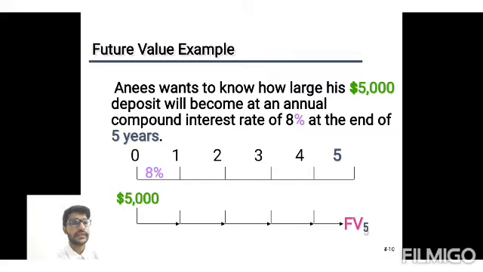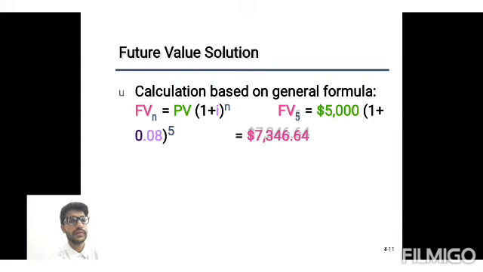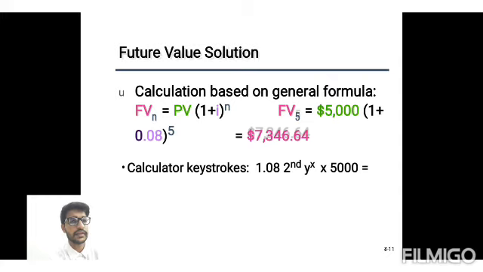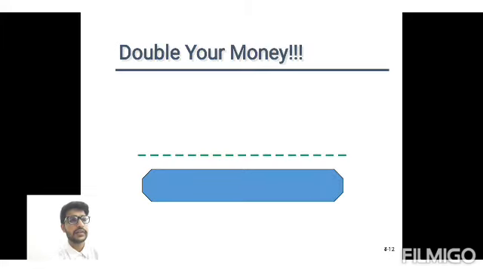Example: someone wants to know how large a 5000 deposit will become at an annual compound interest rate of 8% at the end of 5 years. You can see in the table the future value period is 5 and the interest rate is 0.08. Solution: calculate based on the general formula FV is equal to PV times (1 plus i) to the n. Calculate keystrokes: 1.08, then the y to the x power, 5, then multiply by 5000.